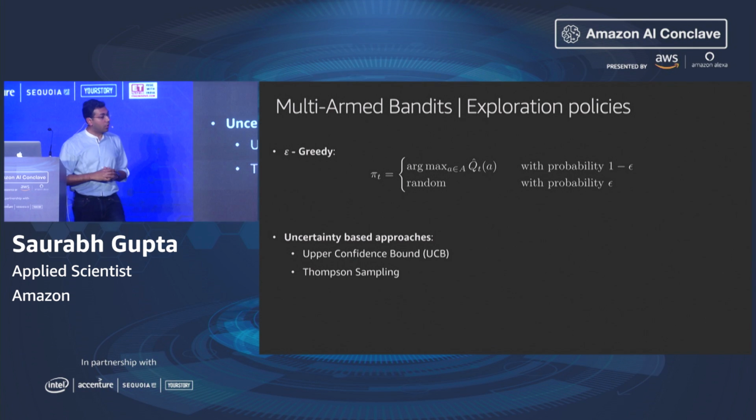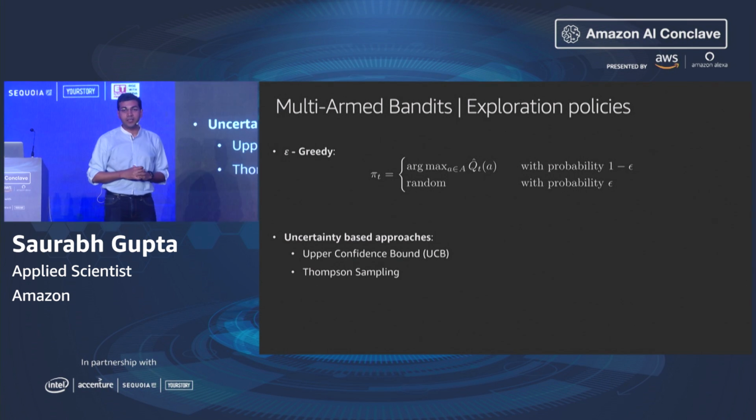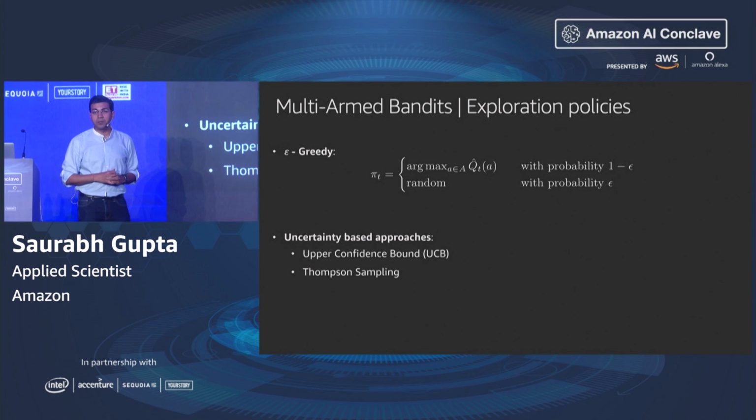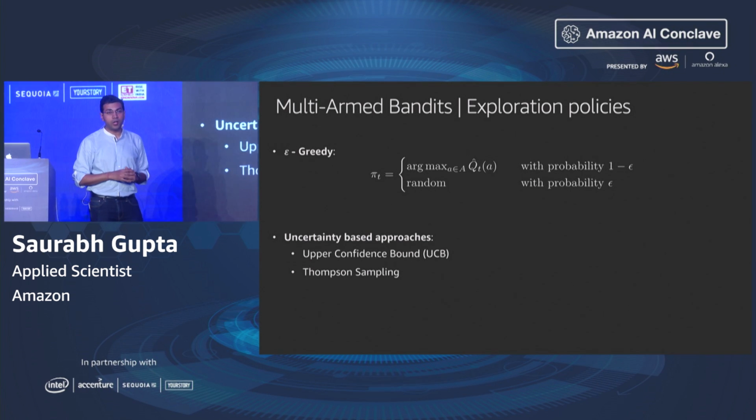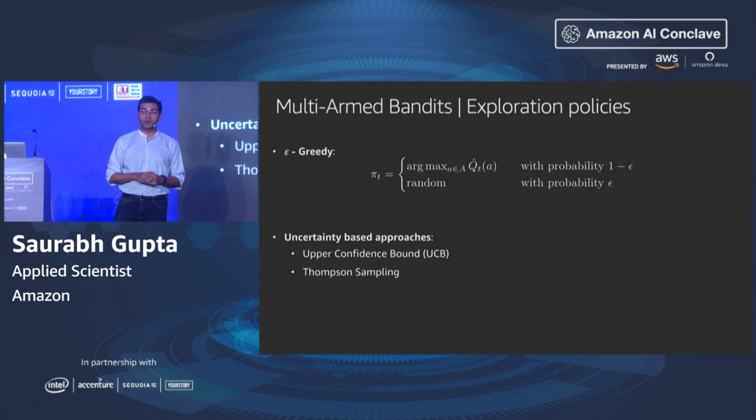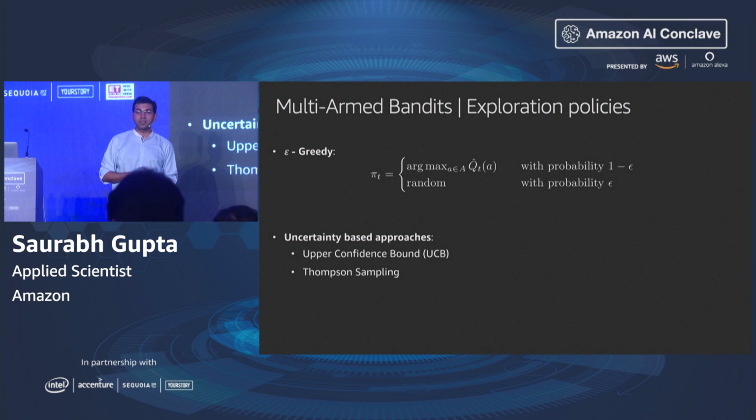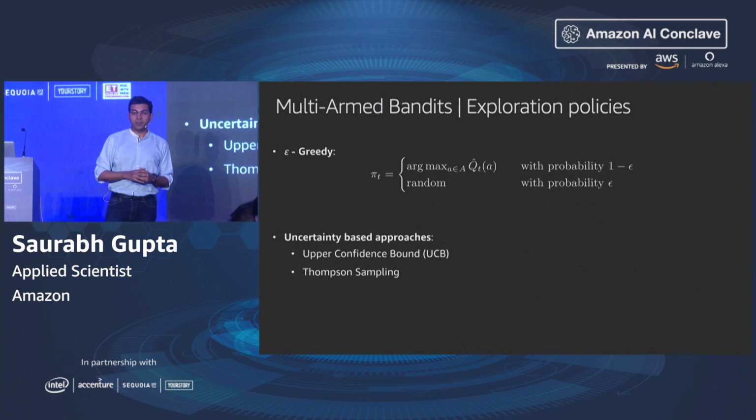Okay. So the simplest exploration policy that we can use is epsilon greedy. Here what we do is we fix a number epsilon. Let's say we fix it to 0.2. What that means is that the bandit will explore an action at random with 20% probability, and it will exploit the rest of the time. What that means is it will take the best action 80% of the times.